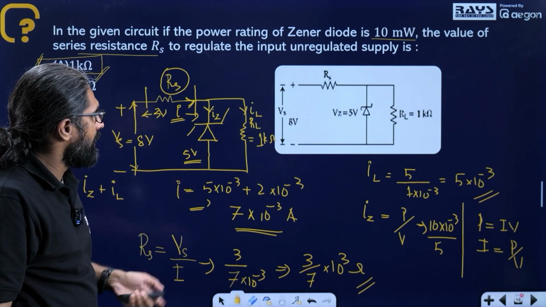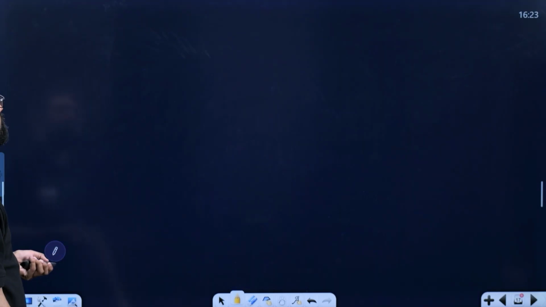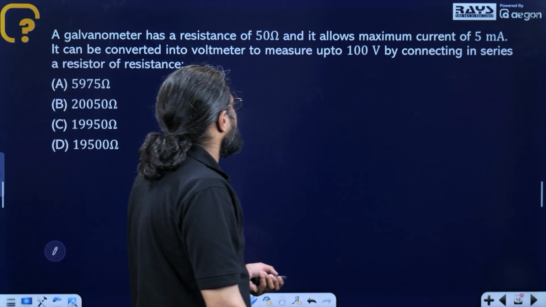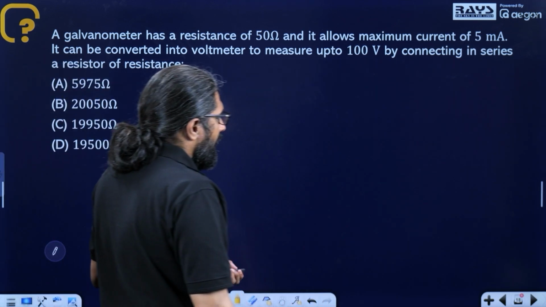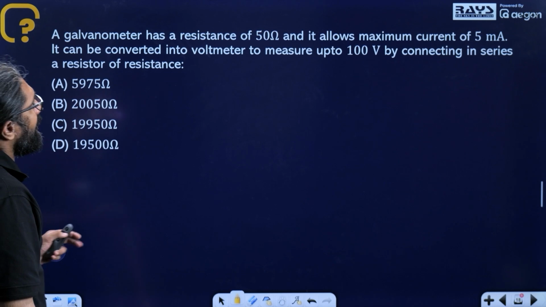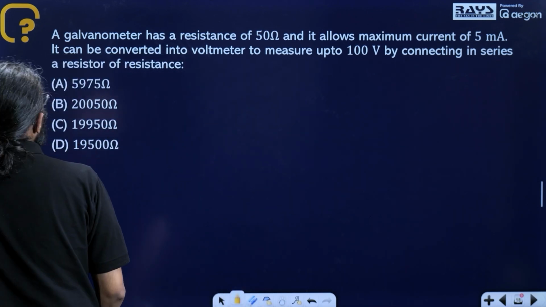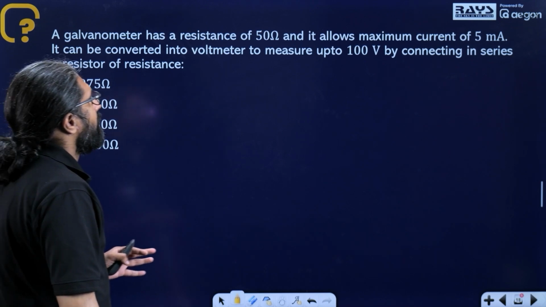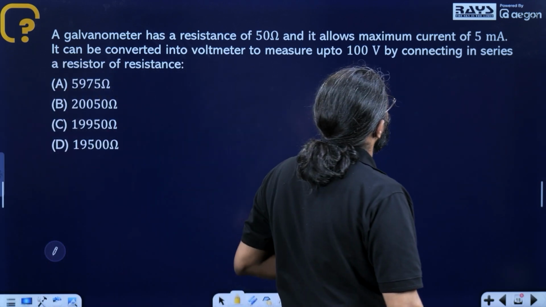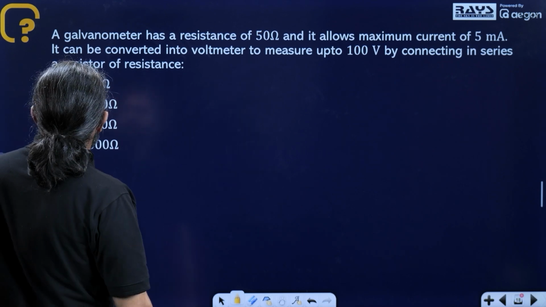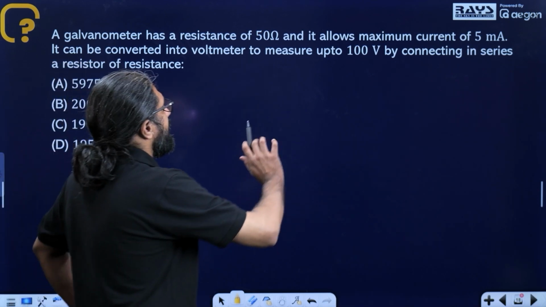Please understand this thoroughly. Now, the next question says, a galvanometer has a resistance of 50 ohm and it allows a maximum current of 5 milliampere. It can be converted into a voltmeter to measure up to 100 volt by connecting in series a resistor of resistance. That is what you should find out. Listen to this very carefully.